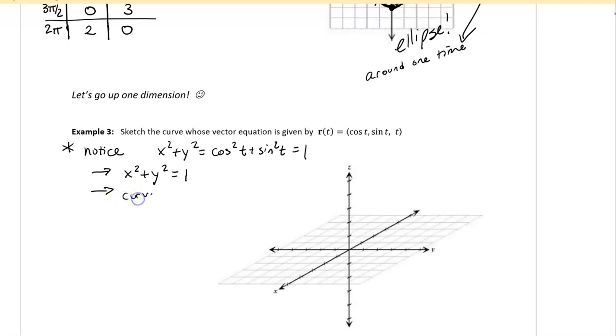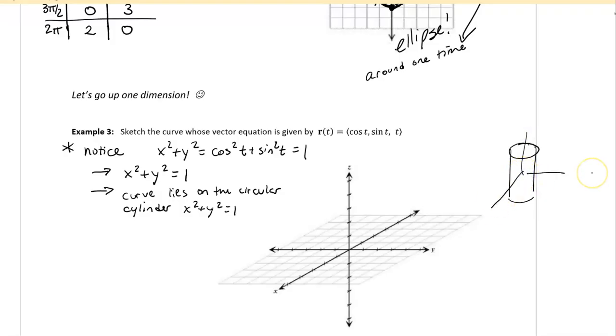So our curve is going to lie on the circular cylinder x squared plus y squared equals 1. I'm not just calling it a circle because we have a third dimension now. But remember, if we were to graph x squared plus y squared equals 1, that is going to be our 3-dimensional cylinder in the z direction. So our curve is going to lie on that cylinder surface.